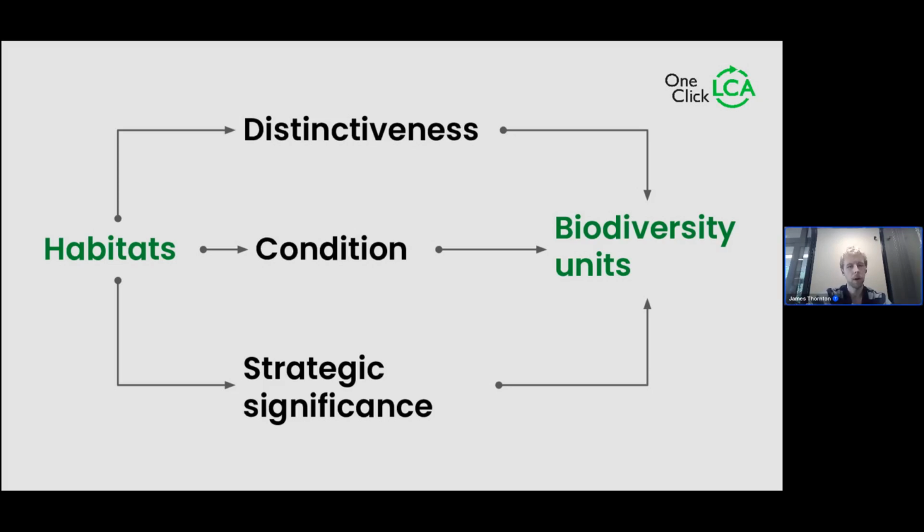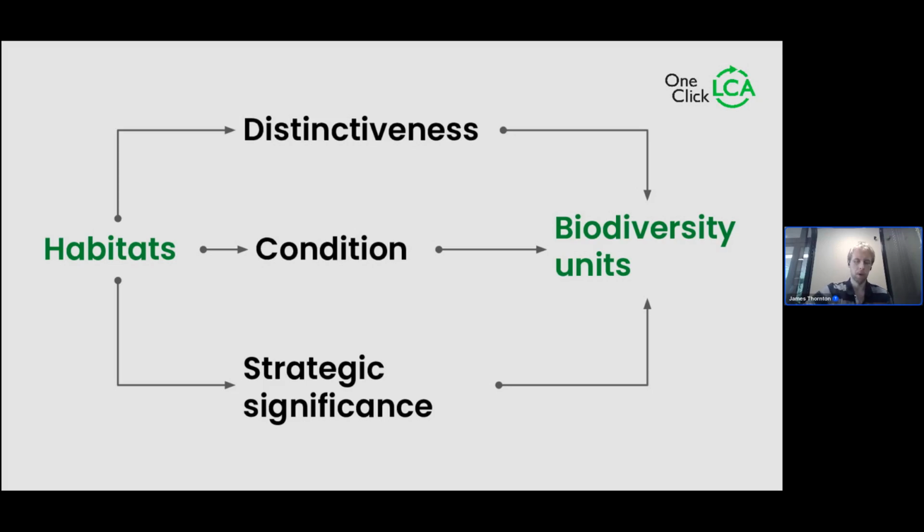The second parameter is condition. So condition is a way to differentiate between the same habitats that might have differences between them. So you could have two sites that are 1 mile apart that both have the same type of forest or the same type of grassland, but they're probably unlikely to be exactly the same in terms of all the plant species present or whether they have any invasive species present, for example.